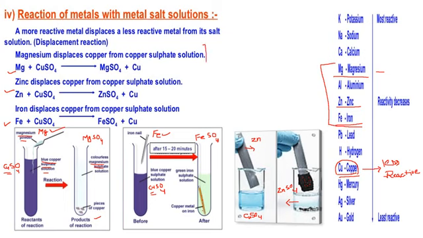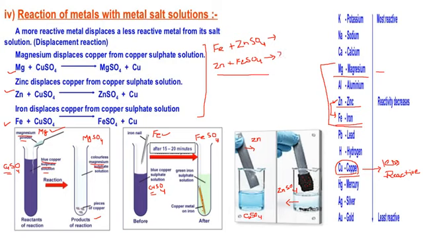Right? So now, can I ask you one question? You have to tell me which reaction is possible: Fe plus ZnSO4, is this reaction possible? Or Zn plus FeSO4, which reaction is possible? Now let's see the reactivity series. Which metal is more reactive? Zinc. So zinc is more reactive, so zinc is going to displace iron from iron salt solution. So this reaction is possible where zinc is going to replace iron.